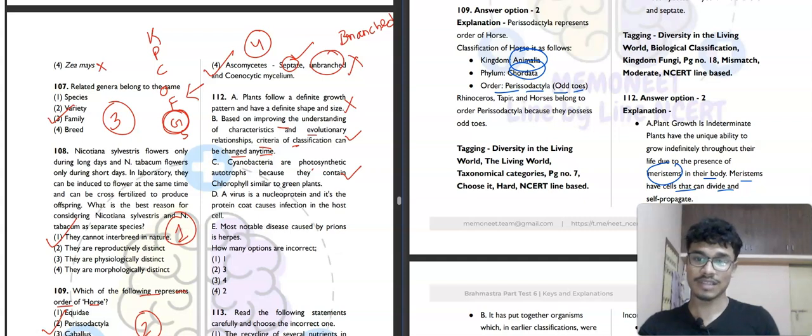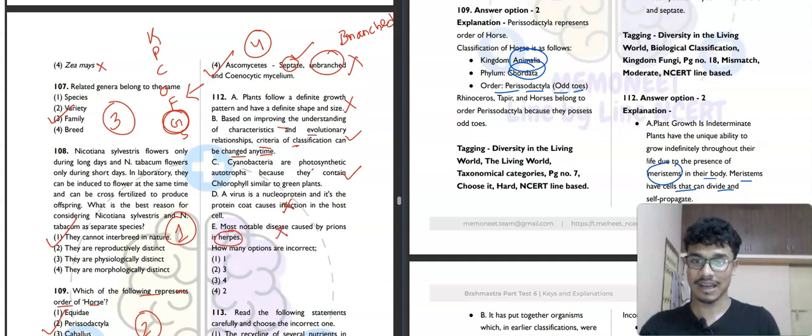Now the next one says a virus is a nucleoprotein and its protein coat causes infection in the host cell. This is not correct. Virus is a nucleoprotein, it is correct, but the protein coat causing infection in the host cell is not correct. The protein coat of a virus is the capsid. The next one says the most notable disease caused by prions is herpes. It is not correct, because herpes is caused by a virus, not prions.